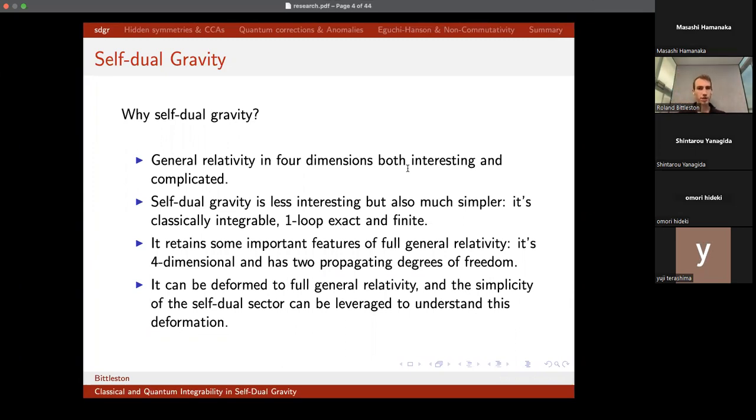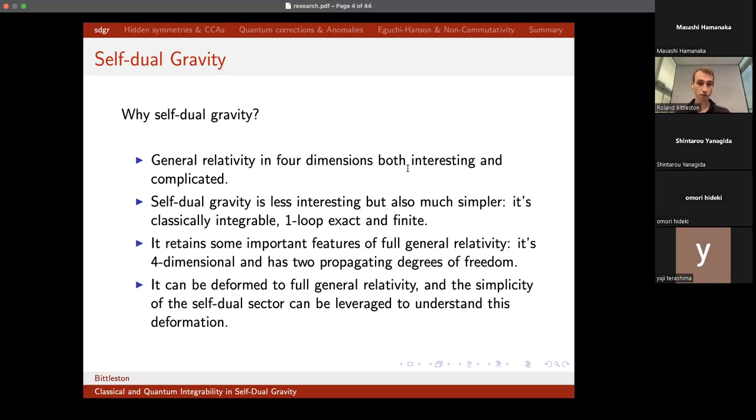Self-dual gravity, on the other hand, is a considerably less interesting theory, but it's also orders of magnitude simpler. It's classically integrable, it's one loop exact, and it's finite. But nonetheless, I think we'll find that there are some interesting things we can say about it. Crucially, it has some of the essential features that full general relativity has. It's a 4-dimensional theory of gravity, and it has 2 propagating degrees of freedom. It has a positive and a negative helicity graviton, just like Einstein gravity.